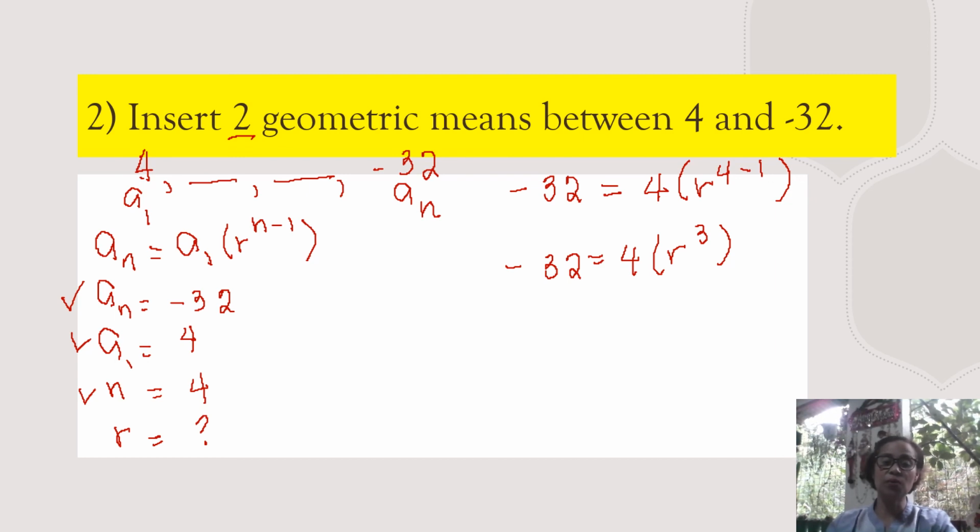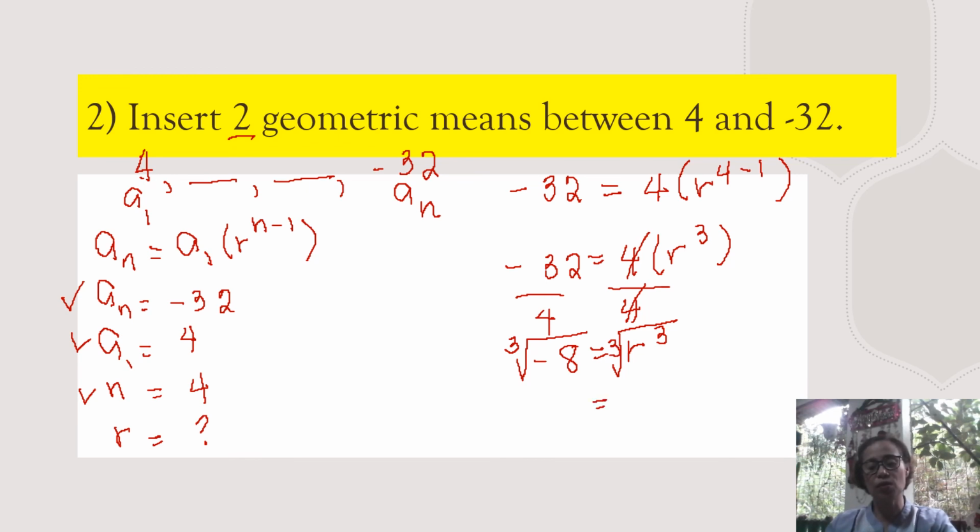Then we divide both sides by 4, so r remains here, r to the third power, and this is a value of negative 8. Then we do again the reverse of r to the third power, and that is, what do you think? Is it the square root? No, we are going to extract now the cube root. So the cube root of r cubed is simply r. What is the cube root of negative 8? The answer is negative 2.